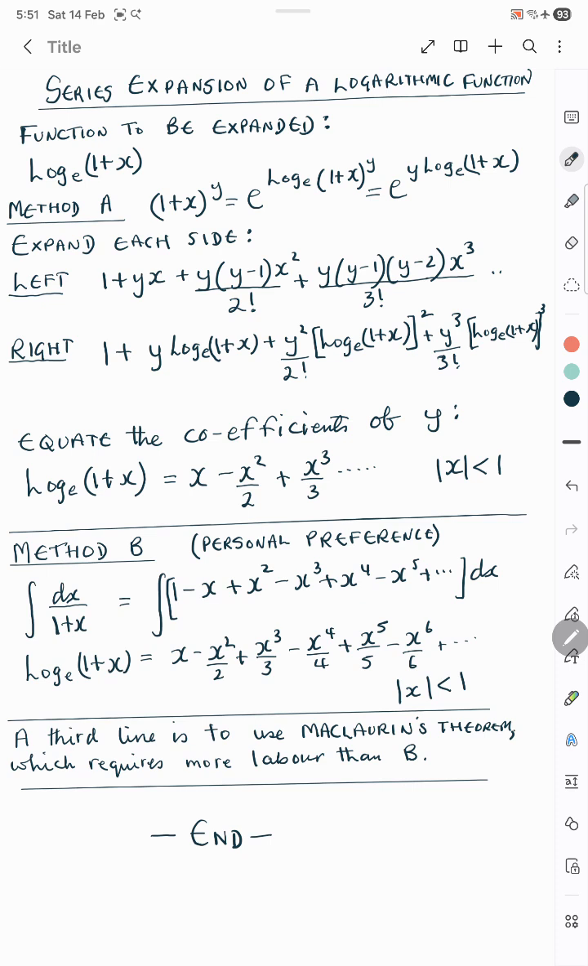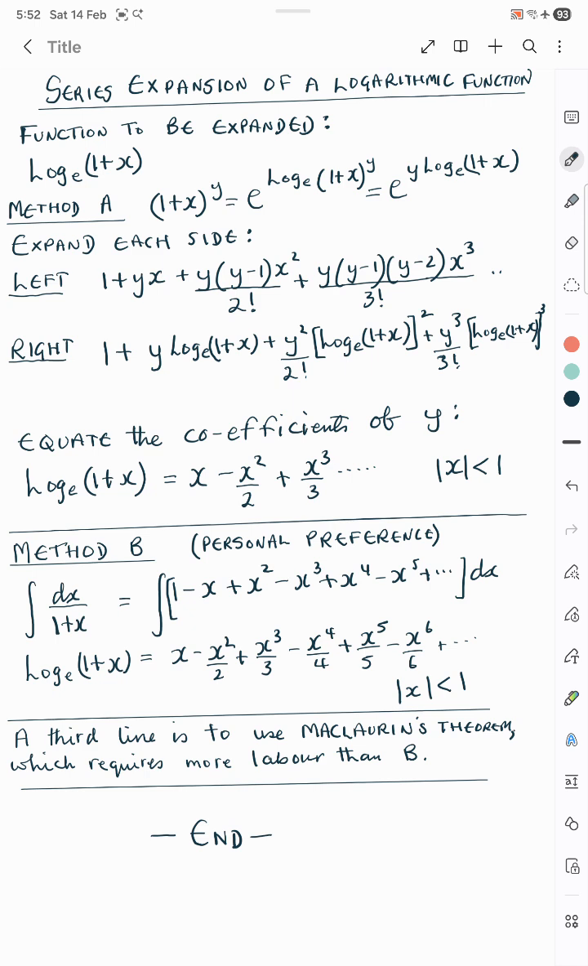Okay, so what we're going to do next is expand each side. First, on the left-hand side, we expand that by using the binomial theorem. And that will then be 1 plus yx plus y(y minus 1) x squared over factorial 2 plus y(y minus 1)(y minus 2) x cubed over factorial 3, and so on and so on. The modulus of x has to be less than 1 for that expansion to be valid.